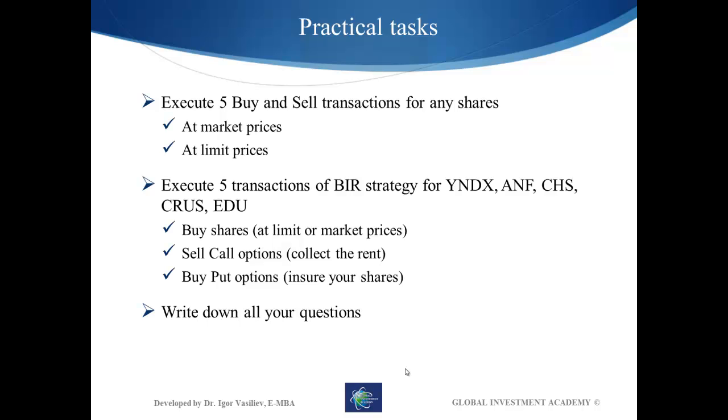The next task will be to execute 5 transactions of the BIR strategy for these particular companies: Yandex, ANF, CHS, Cruise, and EDU. Now, of course, you can choose your own companies, and the more you do, the better your knowledge of how to execute trades will be. Now, buy shares, sell call option, buy put option. Try to do different variations. Try to buy shares at limit or market prices, and then sell call options, like collect rent, at different options as well.